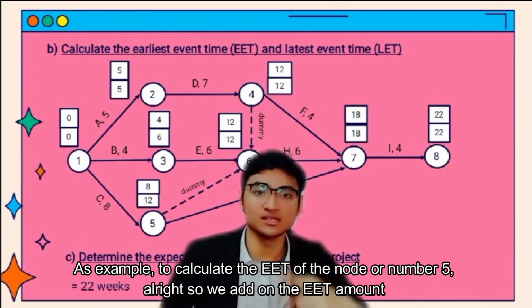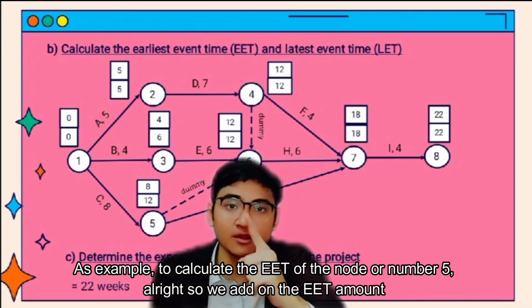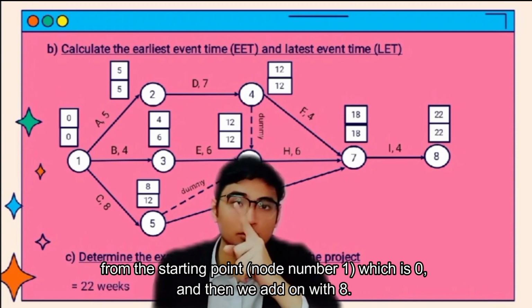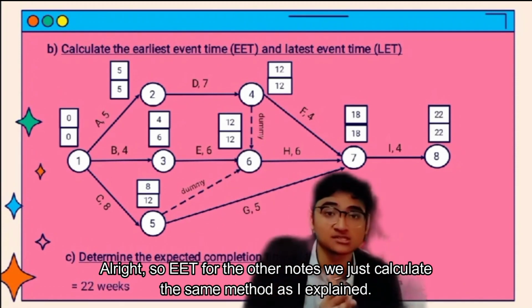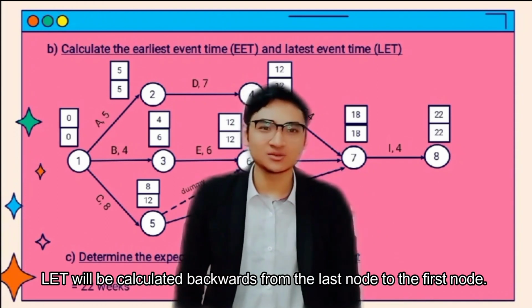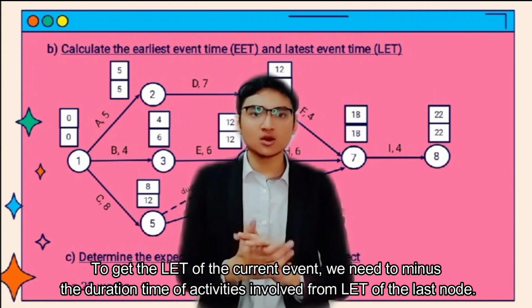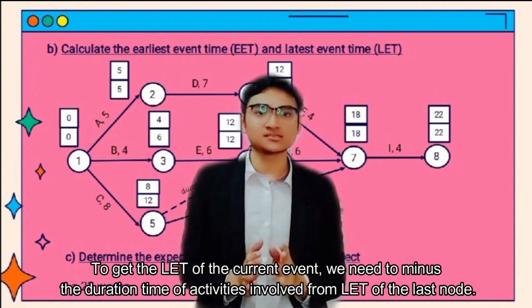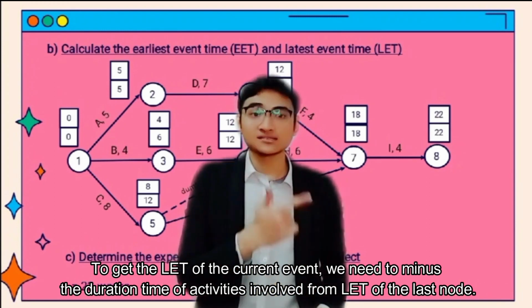As an example, to calculate the EET for node number 5, we take the EET from the starting point, which is 0, and add 8. For the other nodes, we calculate with the same method as I explained. Now LET. LET is calculated backwards from the last node to the first node. To get the LET of the current event, we subtract the duration of the activities involved from the LET of the last node.